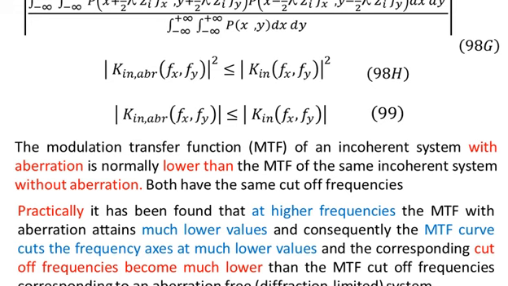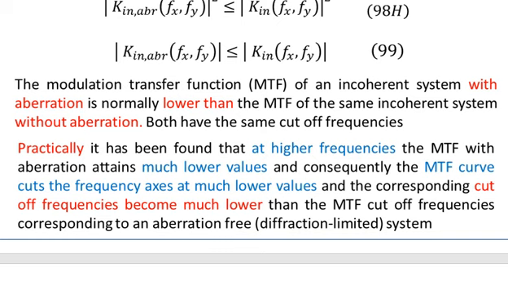But on the left-hand side we have to use it with caution, because K_in with the aberration could be negative at some values of fx and fy. So remember that equation 99 gives us a very simple result: the absolute value of the incoherent transfer function with aberration, that is the OTF with aberration, is less than or equal to the optical transfer function without aberration. The modulation transfer function, which we call MTF, of an incoherent system with aberration is normally lower than the MTF of the same incoherent system without aberration. Both have the same cutoff frequencies.